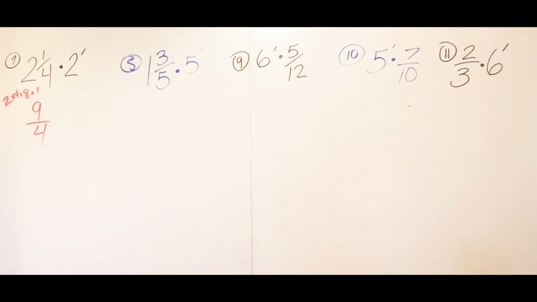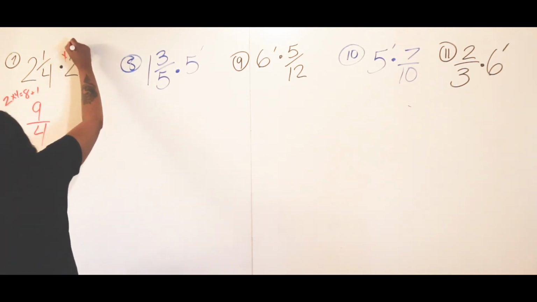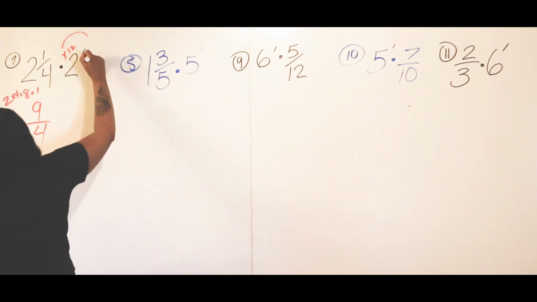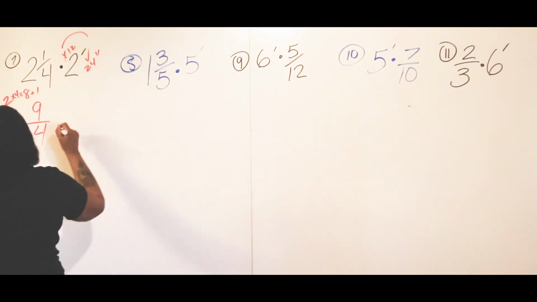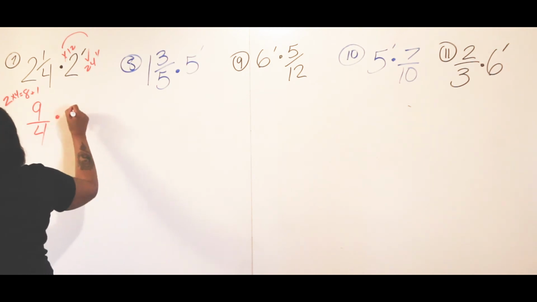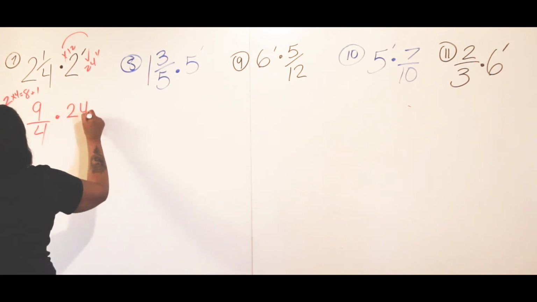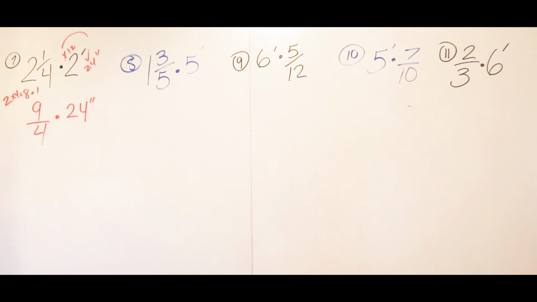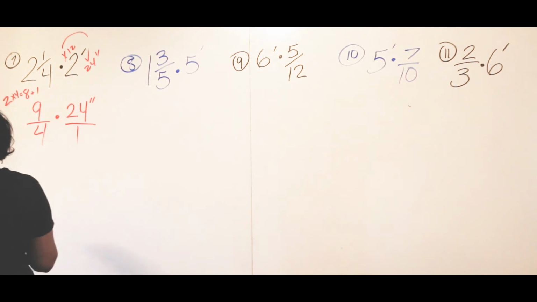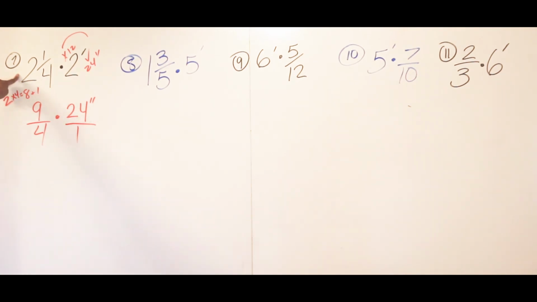Now we have to deal with this 2 feet. Again, that 2 feet we need to turn to an improper fraction. How do we convert feet to inches? Multiply that by 12. That's going to give us 24 inches. So, times 24. But we need to take that and turn it into an improper fraction. How do we turn whole numbers to improper fractions? Put it over 1.